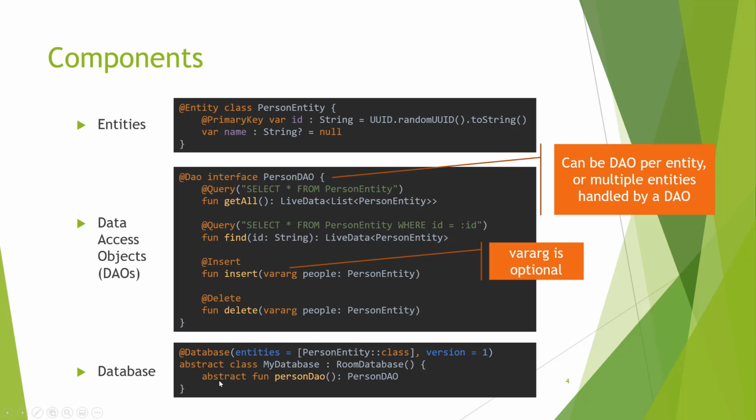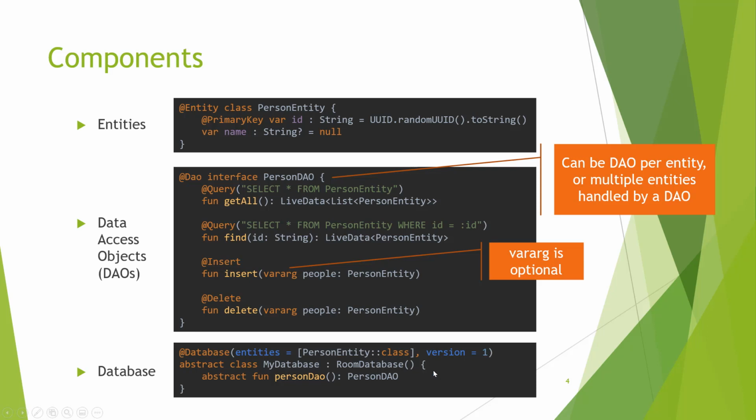The database just kind of collects all of these things together. First of all, you pass in a list of entities to the database annotation. So here we have PersonEntity::class. This is a Kotlin class instance, so it's going to tell it that this is just metadata about a PersonEntity. You can have any number of entities, comma separated, and then you specify a version number.